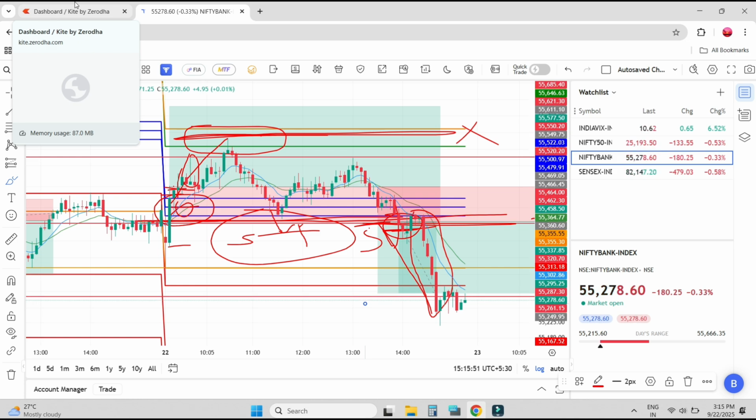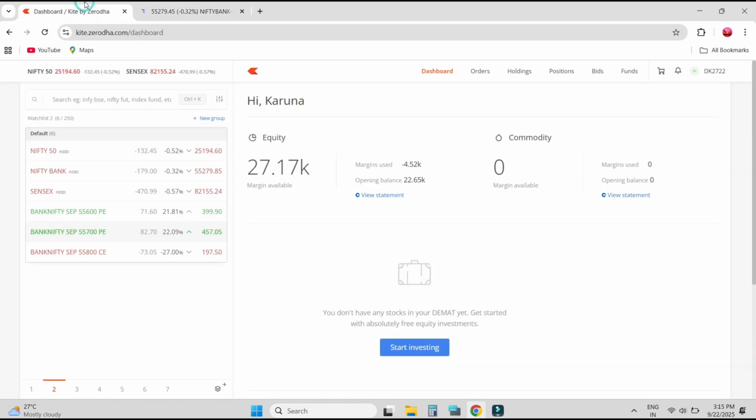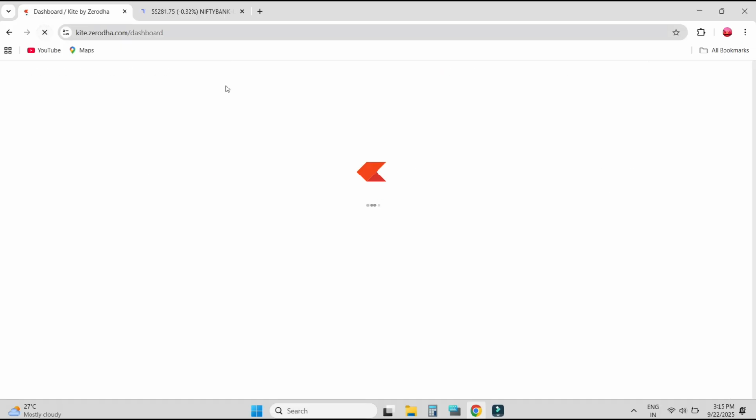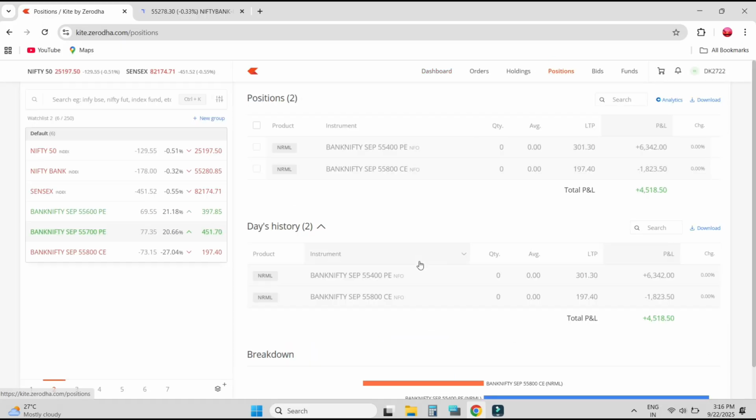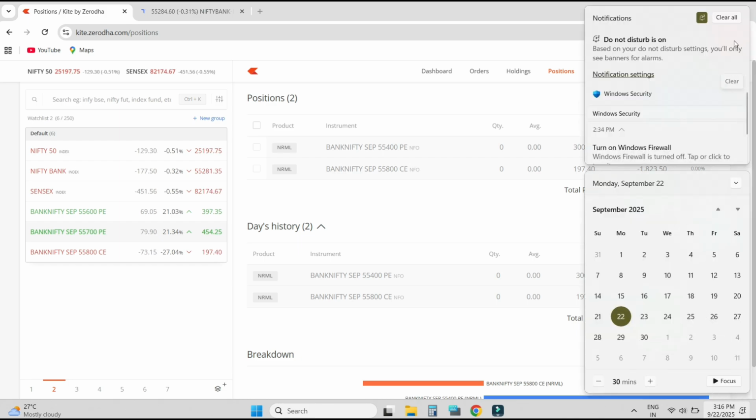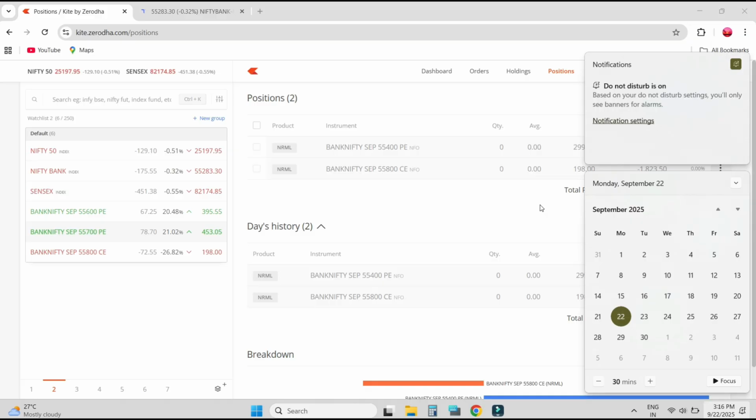So for the second trade, the logic I told already: because of the CPR level, people might have placed their stop losses there, right? Once it breaks that 450 level, definitely it will lead to more downfall. The same thing happened. So overall today's profit is 4,500 something. That's all for today. Sorry, I was thinking something, some notification.